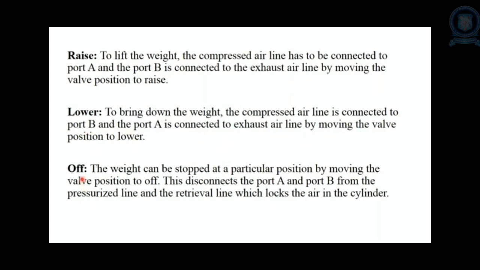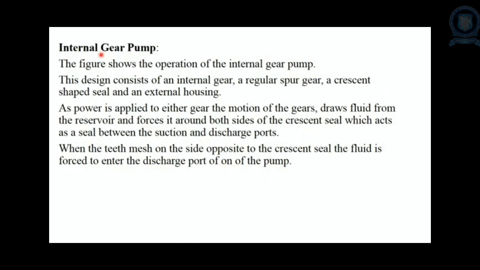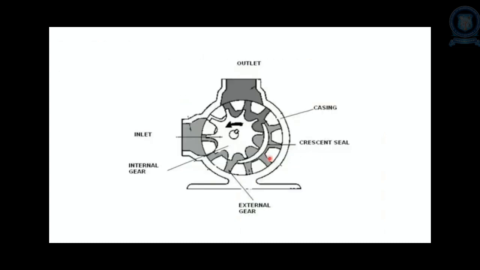Then off position: the weight can be stopped at any particular position by moving the valve position to off. Then we can see the internal gear pump. It is coming under positive displacement pump. The internal gear pump, this is the diagram of internal gear pump.